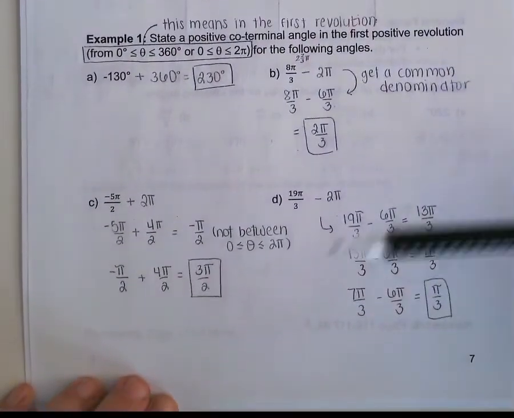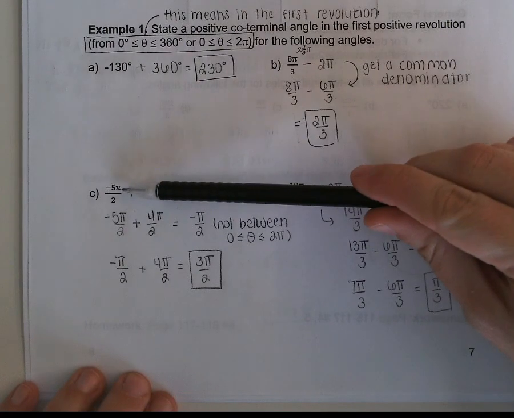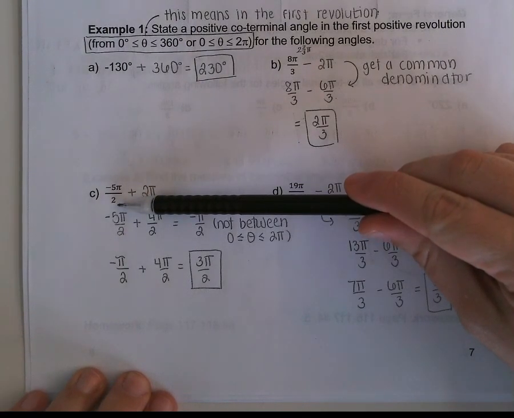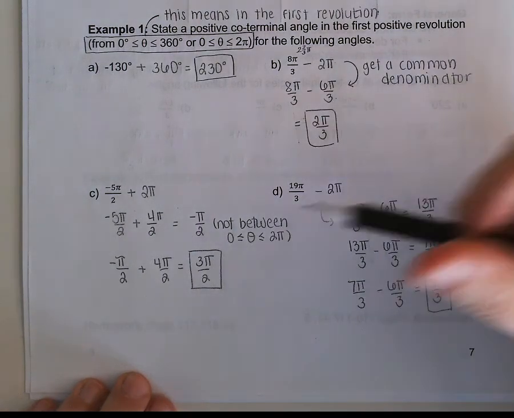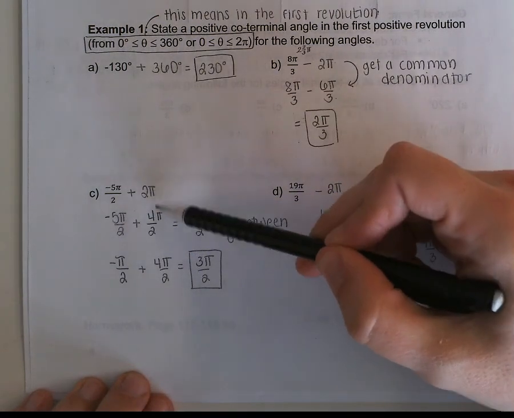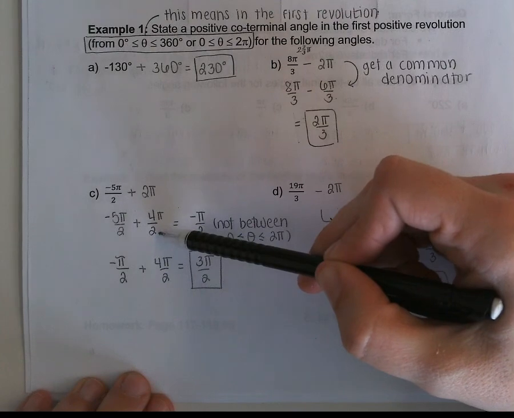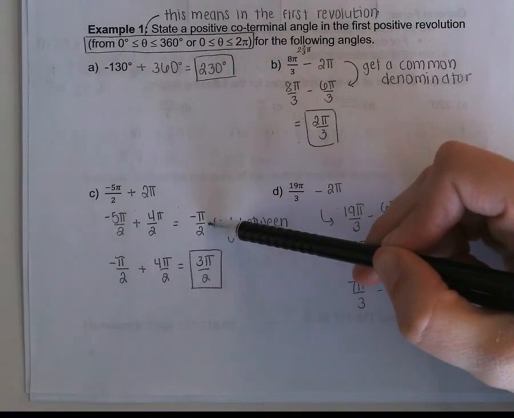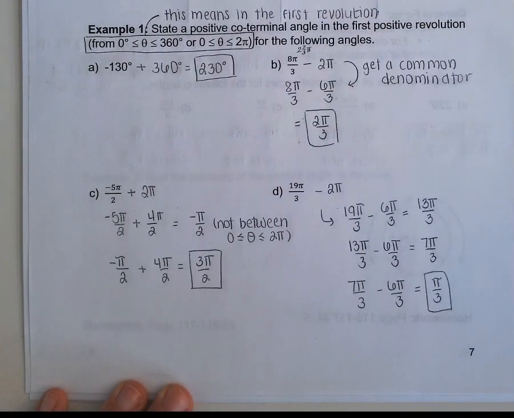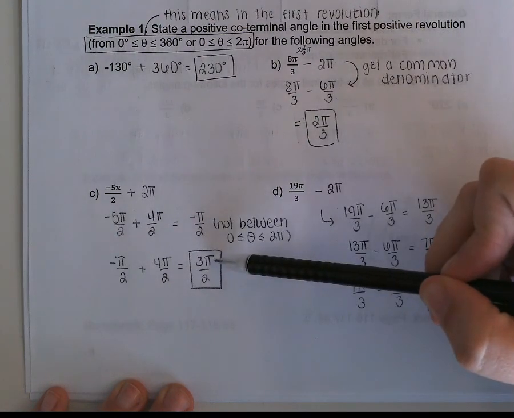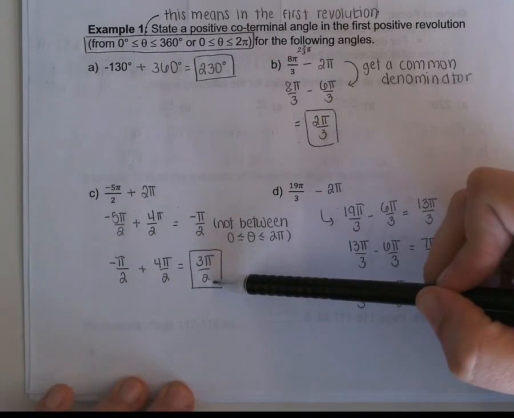Now, similarly, in question C, I have negative 5 pi over 2, and it's negative, so I know I need to add a multiple of 2 pi. When I add 2 pi, again using a common denominator, I still get a negative angle. So I need to then add another 2 pi, because remember, I can add multiples of 360 or 2 pi, so I can add it multiple times. In this case, I get 3 pi over 2.